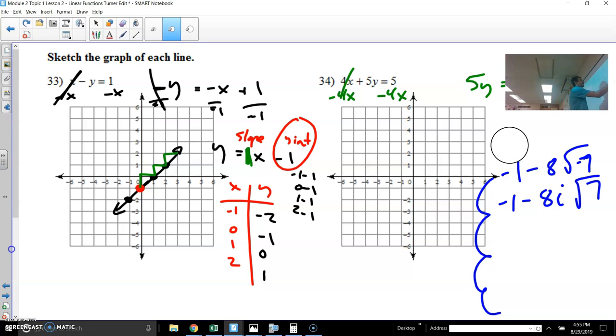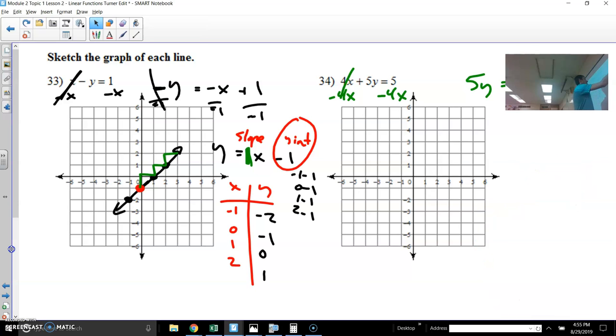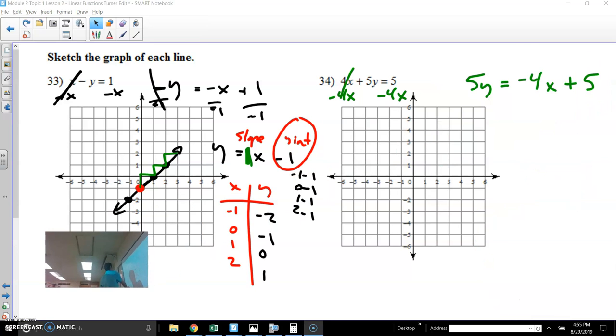So I want you to try the next one. Try to see if you can solve for y. You need to get y by itself in order to do that correctly. So I'm going to start by subtracting that 4x over, and that's what I've got over here. And I will check your work tomorrow to see how closely your graph aligns, but we'll also check your equation.